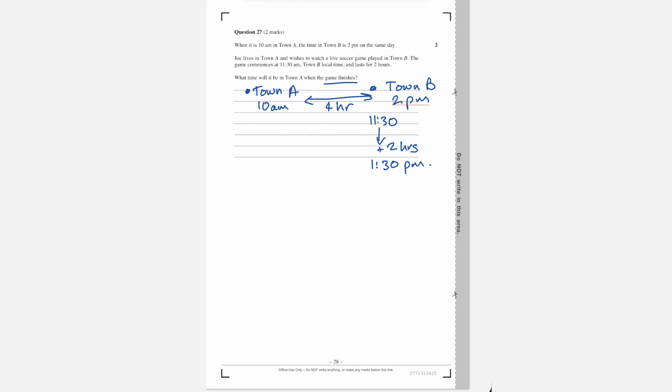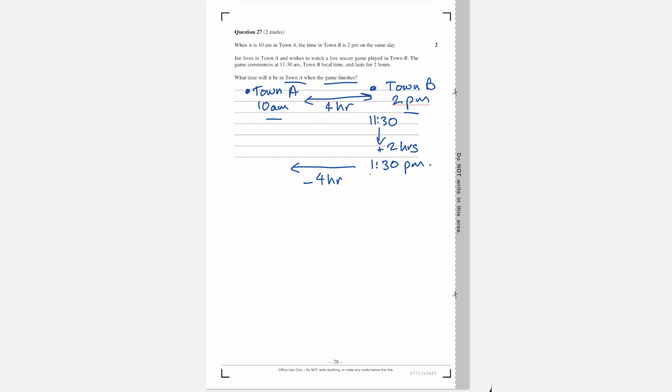But we want to know when will it finish in town A's time, right? So we know that we're going to either have to plus or minus 4 hours to convert that 1:30 p.m. to town A's time. And now looking back at this, it's 2 p.m. here, it's 10 a.m. here. So we know it's going to be a minus 4 hours to get back to town A's time.